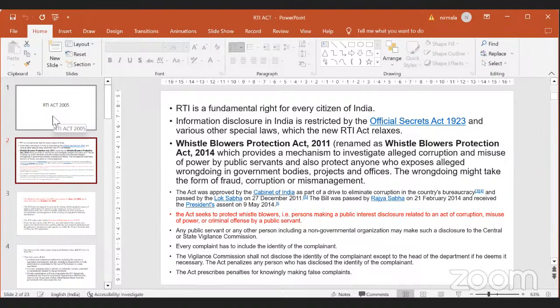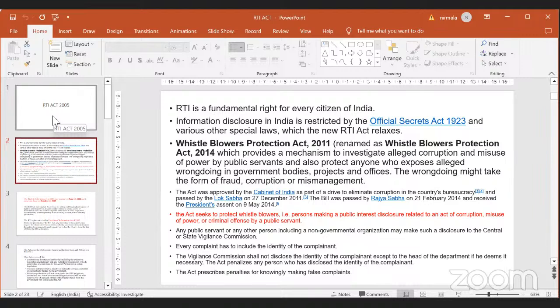Access to the classified information was restricted because disclosure might endanger national integrity or the security of the state, or anything else covered by the reasonable restrictions laid down under Article 19(2), which also fall under this classified information.